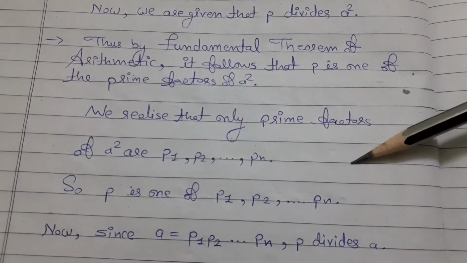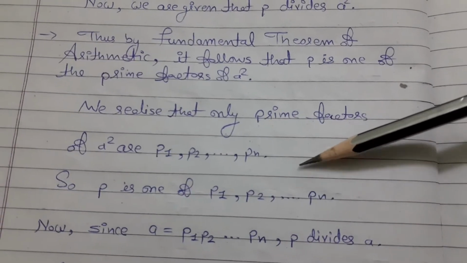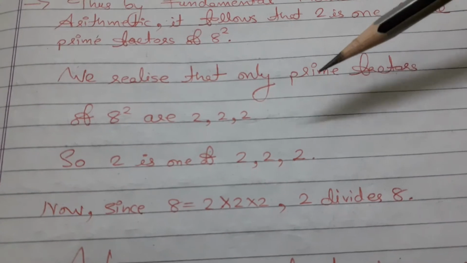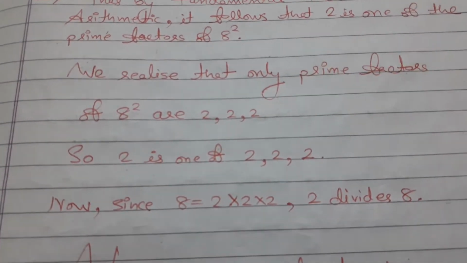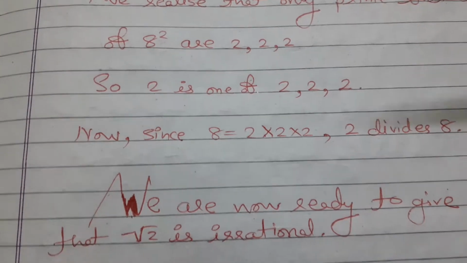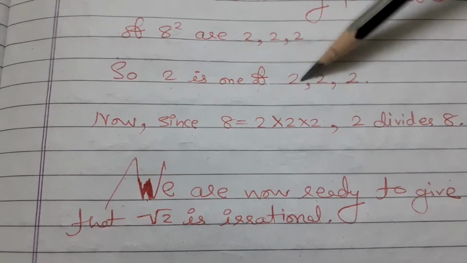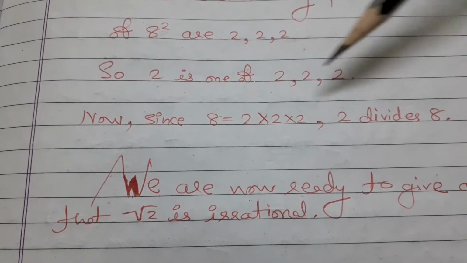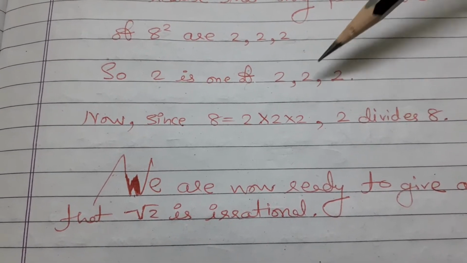We realize that the only prime factors of a square are p1, p2, up to pn. Here, we realize that the only prime factors of 8 square are 2, 2, 2. So p is one of the p1, p2, up to pn. So 2 is one of 2, 2, 2. Yes, it is possible. 2 is one of the members of the family of prime numbers that we have obtained, that is 2, 2, 2.